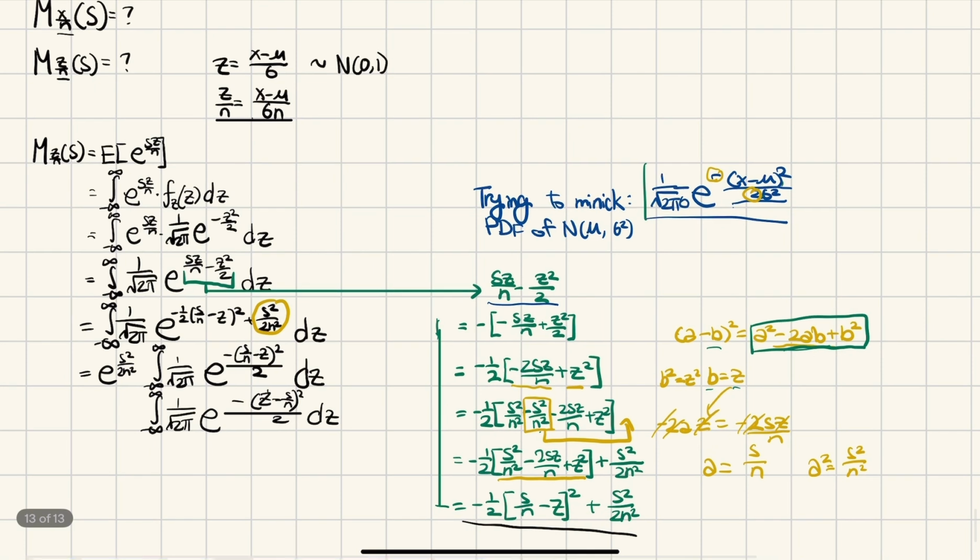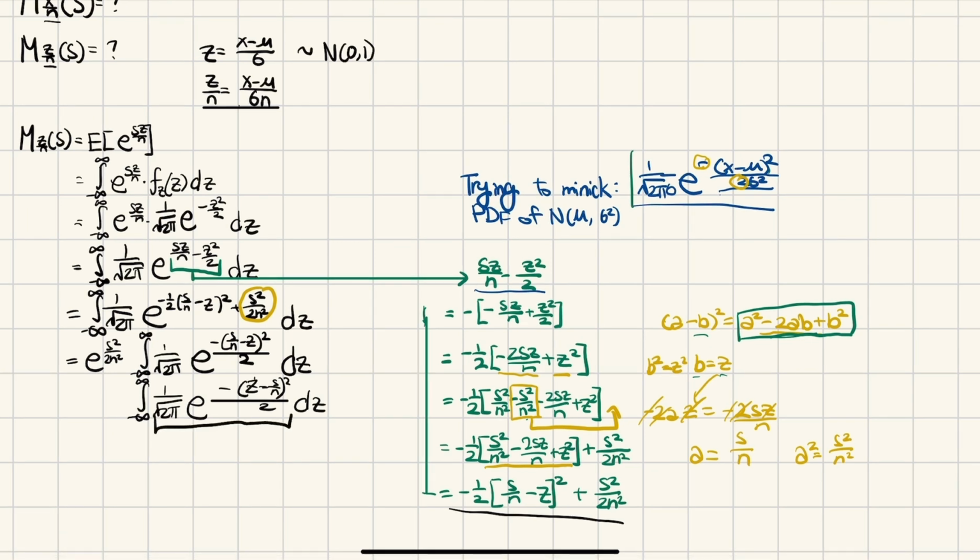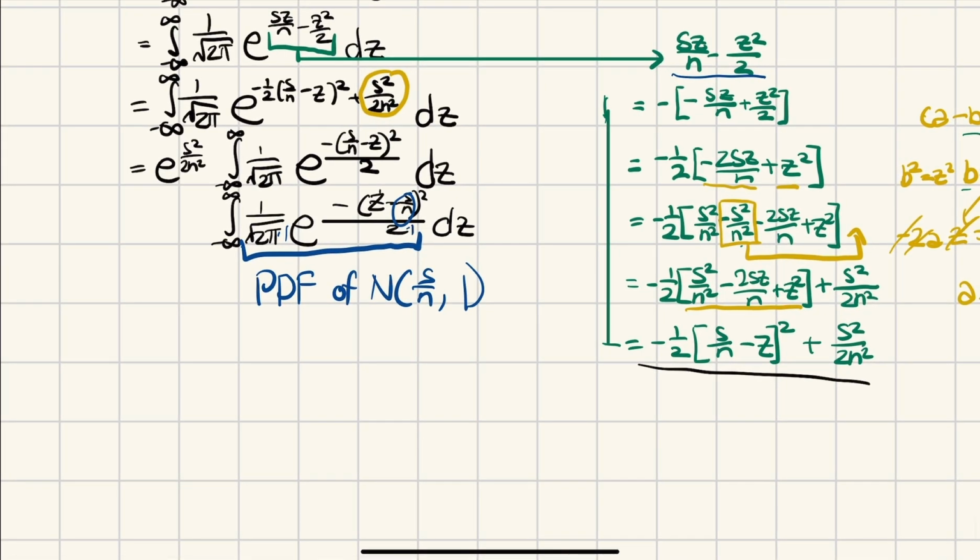Alright, so as you can see over here, it's basically this. This part is the PDF of a normal distribution where the variance is 1, because there's nothing here, and the mean is S over N. And as I've said earlier, if you take the integral from negative infinity to infinity of the PDF of any distribution, then that's just 1.